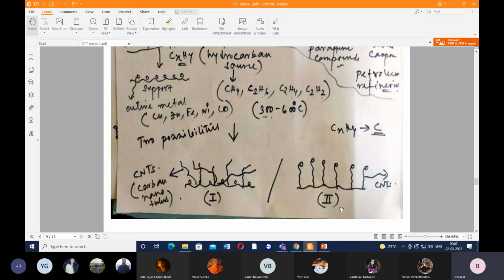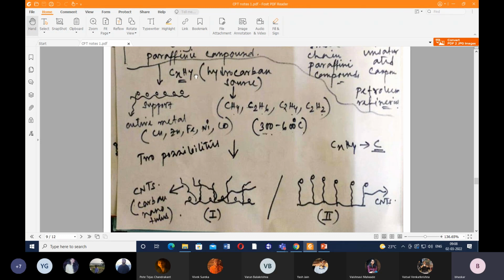However, in another case, when there is less interaction between the metal and the support, then we'll again have growth of carbon nanotubes, or CNTs. CNTs are basically carbon nanotubes. But these active metals will capture the tips of the carbon nanotubes thus produced following the interaction between CxHy and the catalyst. You got it? Or should I repeat this part again? So could you repeat? Okay.